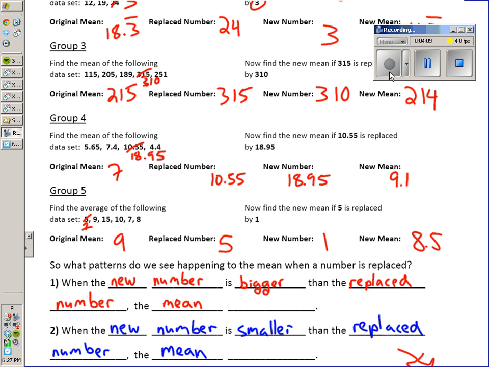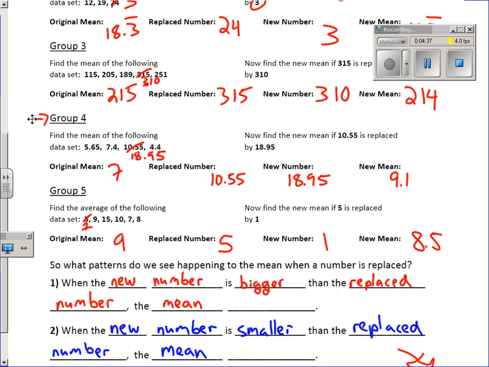So if you haven't finished by now, go and pause right now and complete filling it out. At this point, you should have everything I put. Let's look at the first one. Whenever I have a new number that's bigger than the replaced number, for example group 4 right here, my new number is bigger than my replaced number. What happened to our average? It went from 7 to 9.1, so it increased.